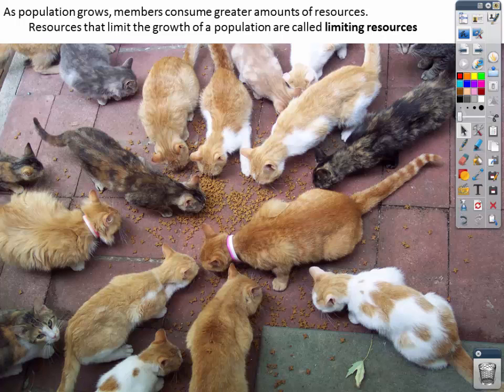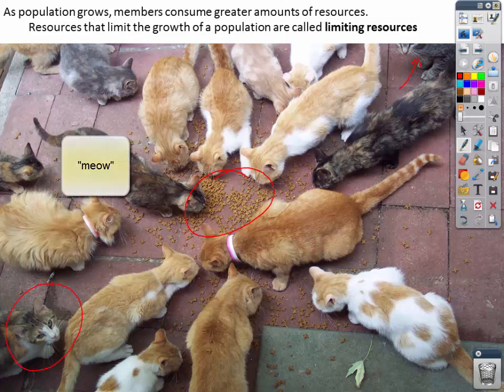Resources that limit the growth of a population are called limiting resources. So let's take a look at some limiting resources. What resources are going to limit this cat population? The first one you're going to say is food. All right, there's only so much food around, and if there's an individual that doesn't have food, it's going to limit the population. He is not going to survive.